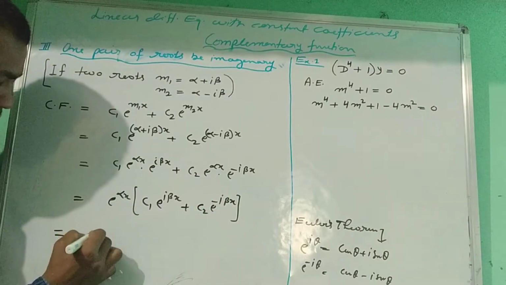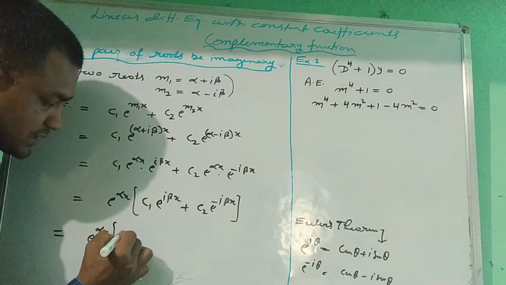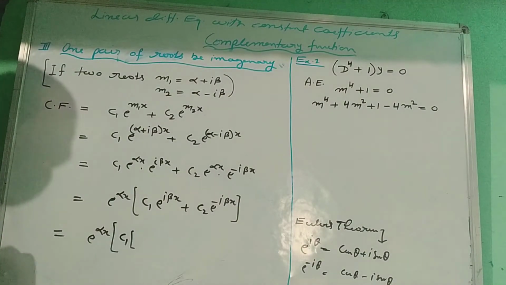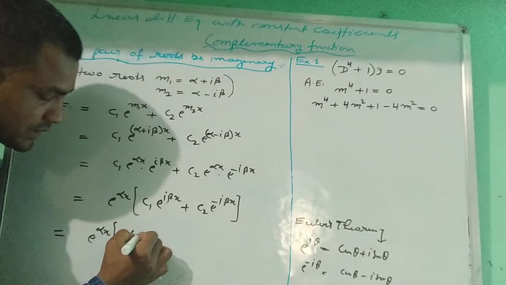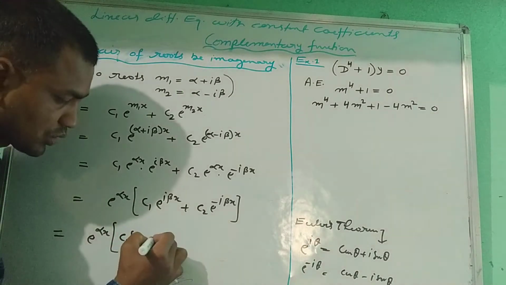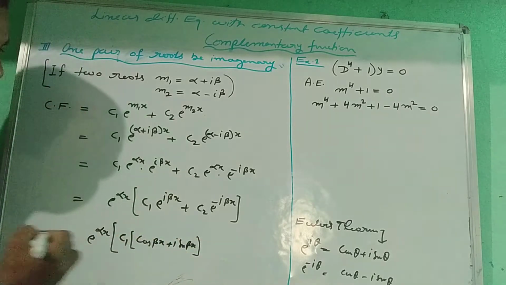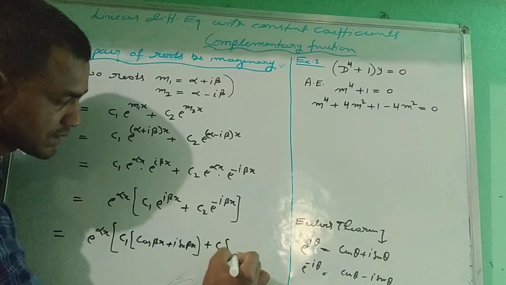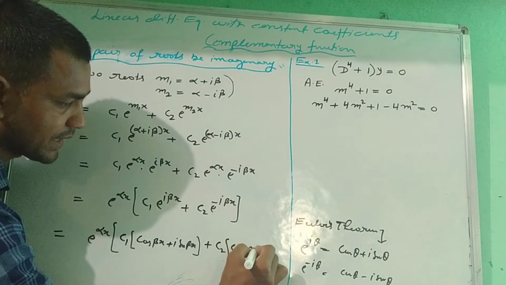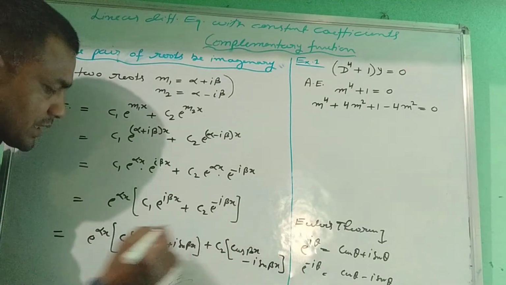Now this is equal to e to the power alpha x times the expansion of this part. The expansion is c1 times cos beta x plus iota sine beta x, and the second part is c2 times cos beta x minus iota sine beta x.